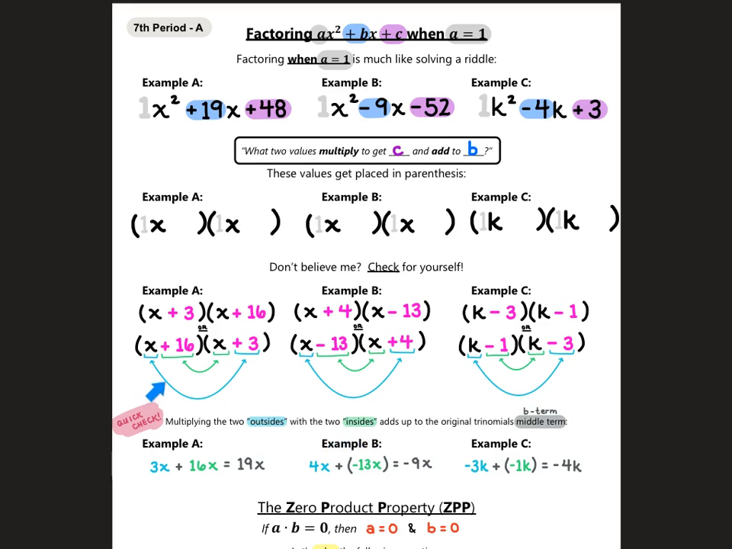You'll notice these highlighted green and blue. These inside terms, if I multiply them together, and these outside terms, if I multiply them together, should bring me to that B term, including that variable. So x times 3 gives me 3x, and 16 times x gives me 16x, which brings me to 19x. It's part of the foiling process, or our distributing. We're just checking the build to make sure that we're getting back to our original trinomial.